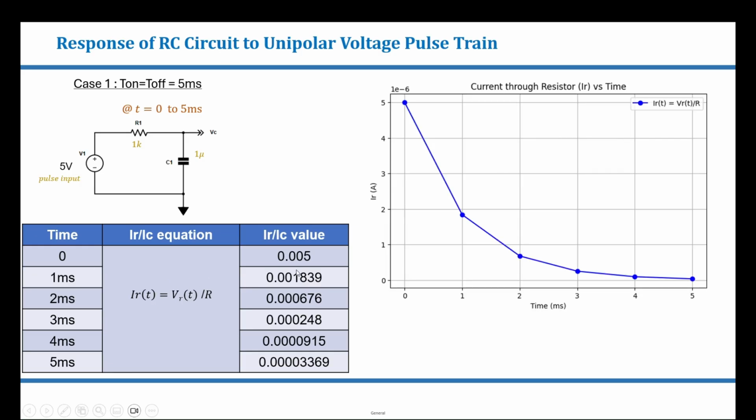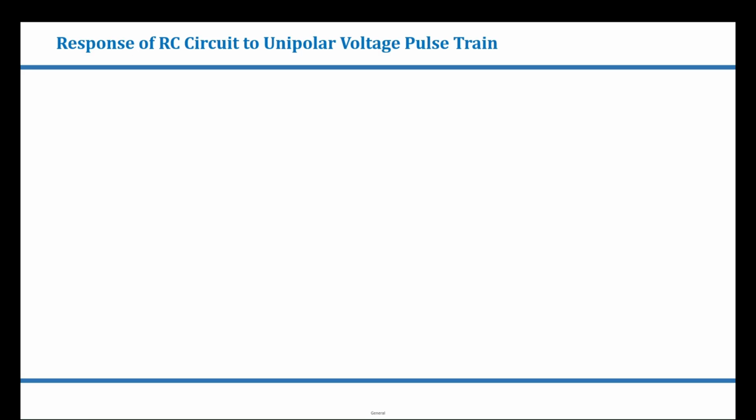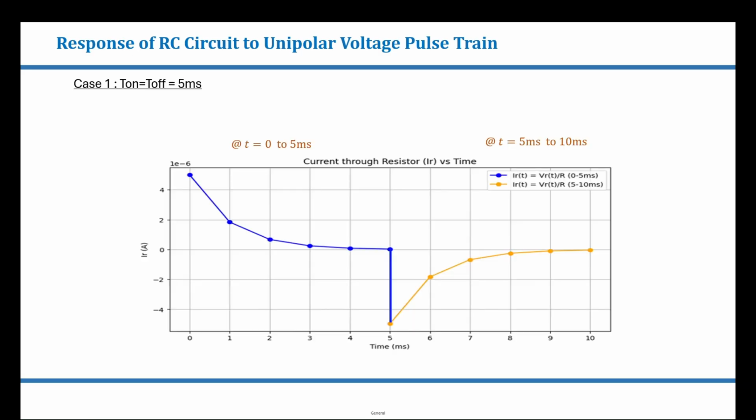Now let's look at the current flowing through the circuit, which can be calculated using the following equation. And on plotting this, we can see that the nature of the current flowing through the circuit is similar to the voltage across the resistor, because the current flowing through the circuit is equal to the voltage across the resistor divided by R. Now similarly, between 5 to 10 milliseconds, the current flowing through the circuit can be plotted as follows. This is how the current flowing through the resistor looks between 0 to 10 milliseconds.